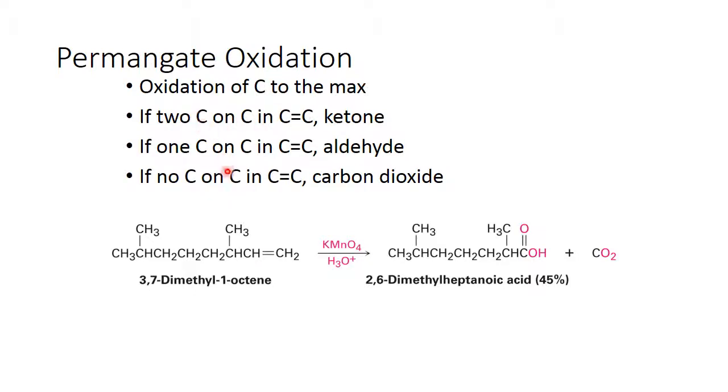If there's 2 carbons on the carbons in the double bond, you just cut and stick an oxygen on. If there's only 1 carbon on the carbon in the double bond, you cut, stick an oxygen on, and take that hydrogen and turn it into this oxygen-hydrogen bonding. If you have no carbons, so it's like this one right here, there's 2 hydrogens attached to that carbon. What happens is that carbon gets oxidized all the way down to carbon dioxide.